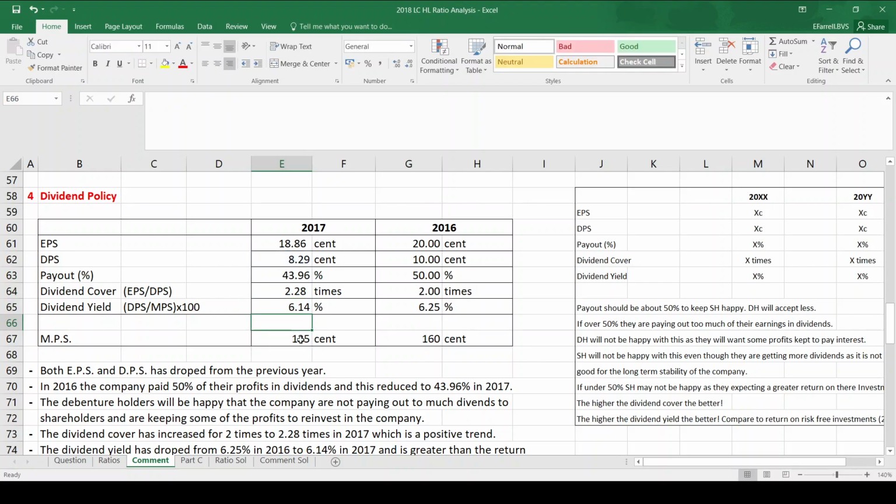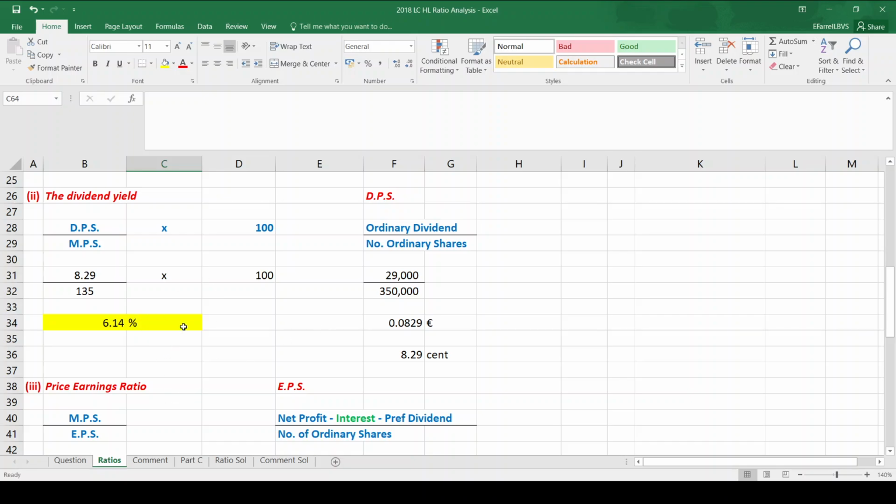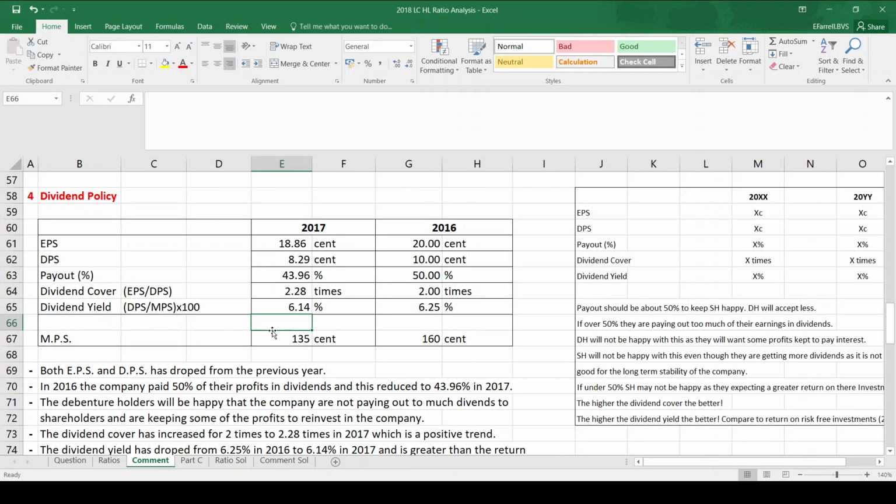So that's 6.14%. And that's the same ratio as we worked out in part A, a 6.14% dividend yield. Okay, so now we're going to comment on these ratios.